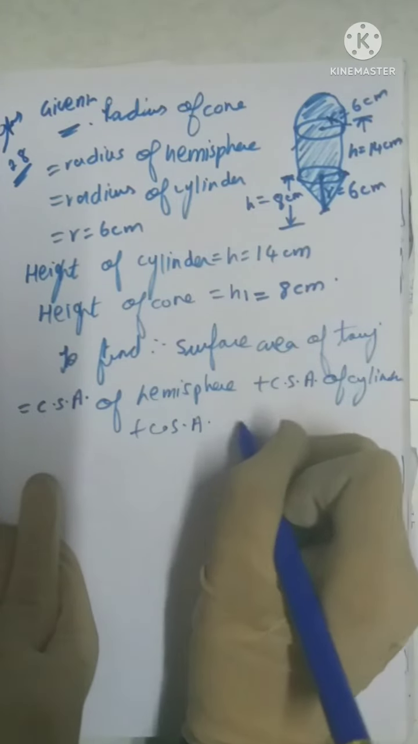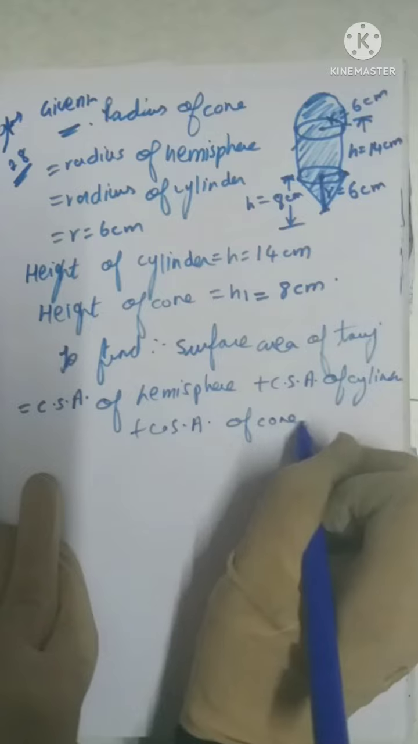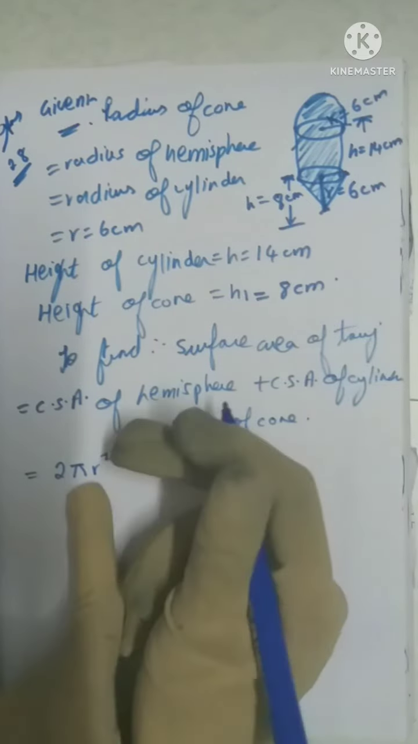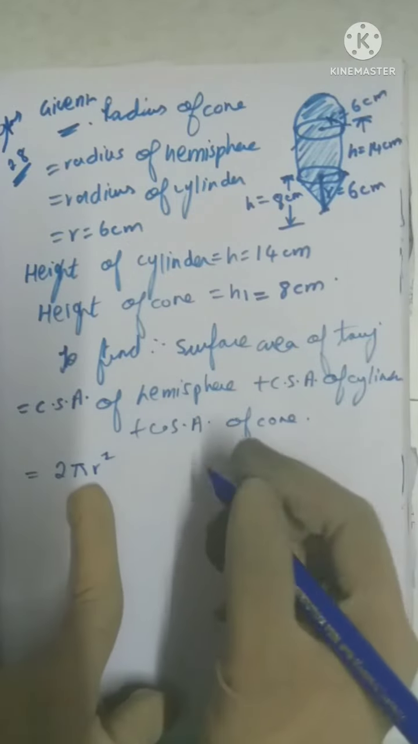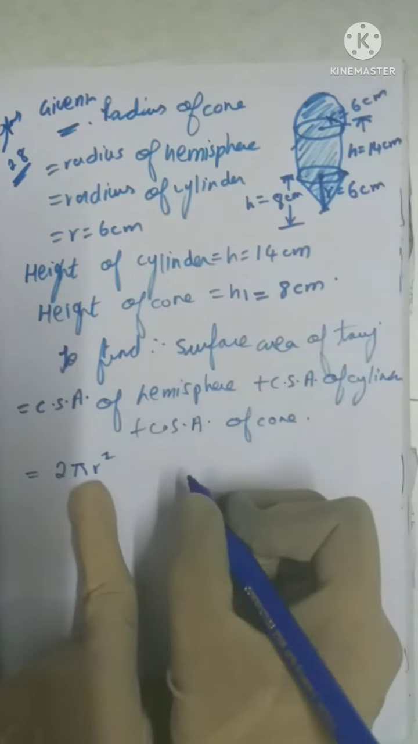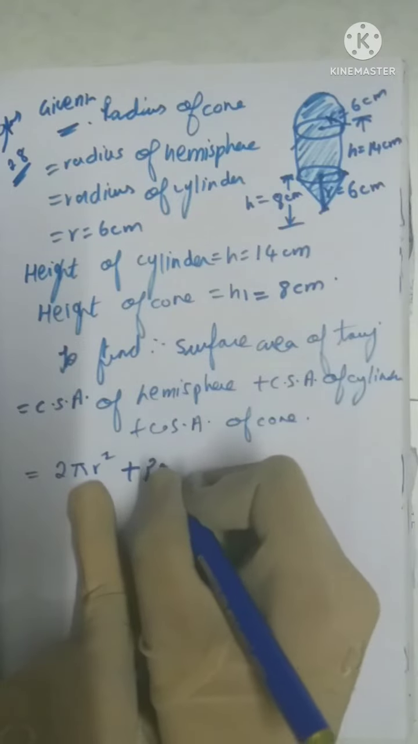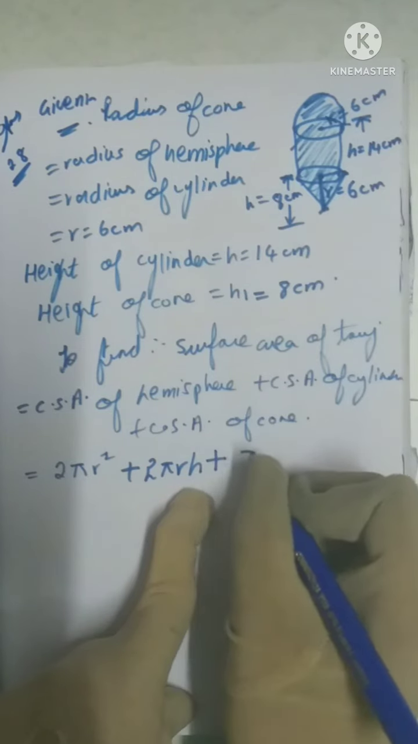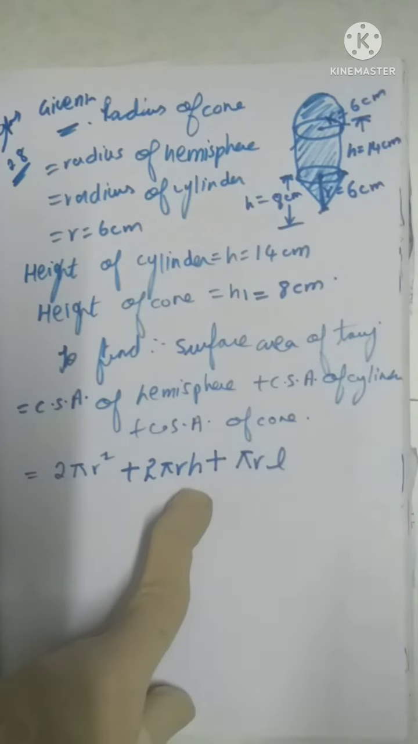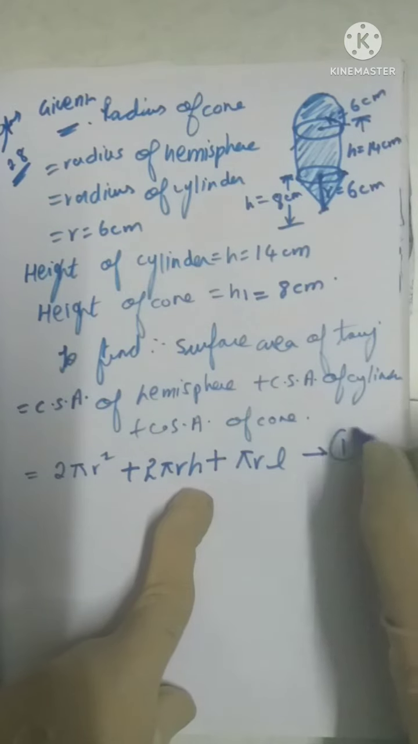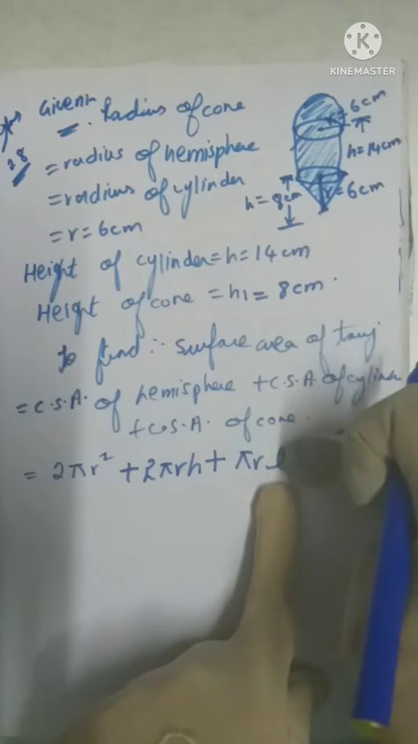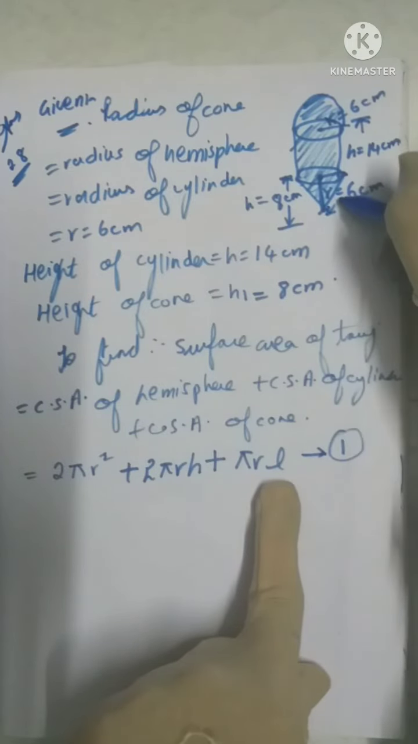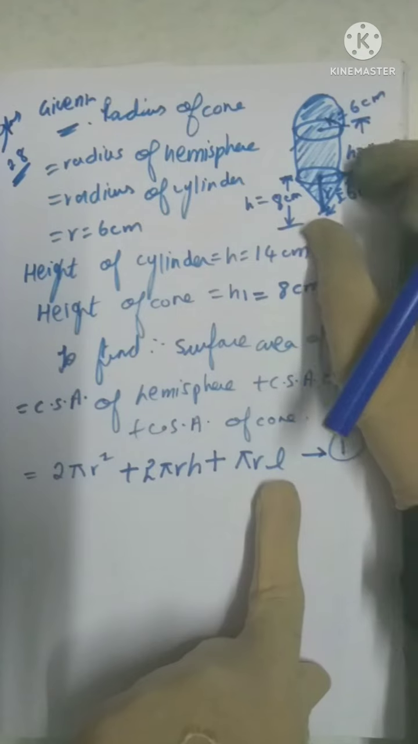Now substitute the formulas. Curved surface area of hemisphere is 2 pi r square. You should know the formulas well. Curved surface area of cylinder is 2 pi r h, plus curved surface area of cone is pi r l. But before substituting in this formula, we don't know the value of L here. L is known as slant height. Here it didn't directly give the slant height in the question. We have to calculate the slant height L of the cone.